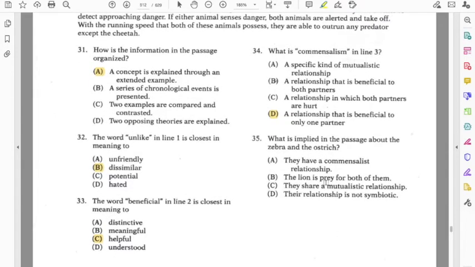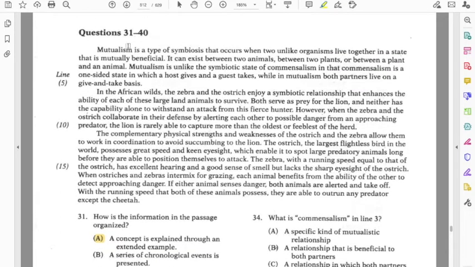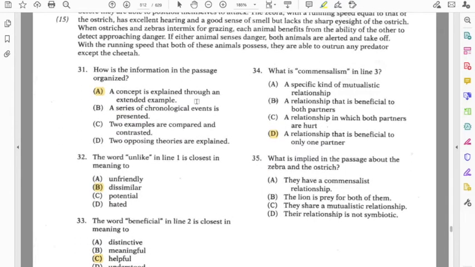Number 35, which is implied in the passage about the zebra and ostrich? They have a commensalist relationship? No, that's in fact going to require you to understand what mutualism is, how that's different from commensalism, and that because they enjoy a symbiotic relationship that enhances the ability to survive for both of them, that it's mutualistic.